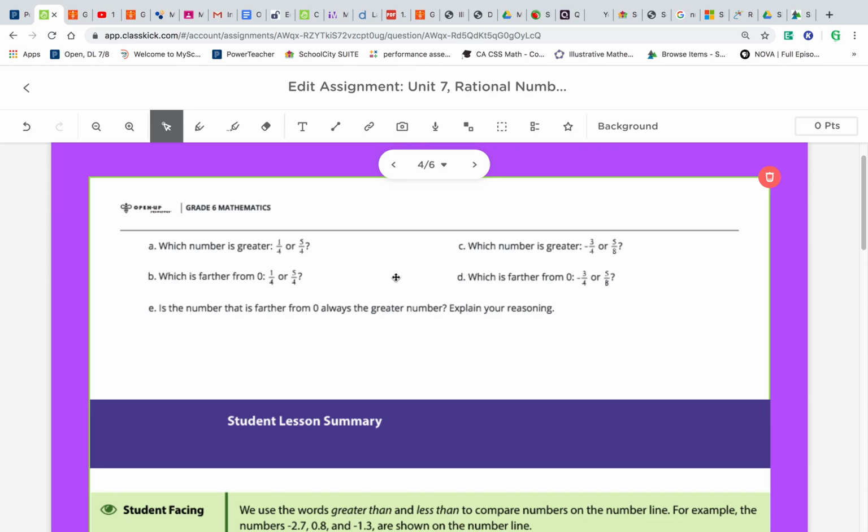So as far as the value of the number, if it's further away from 0, that doesn't mean it's a bigger number at all, because it could be a negative number and be further away, and its value would actually be way less than a positive number, no matter how close to 0 the positive number is.